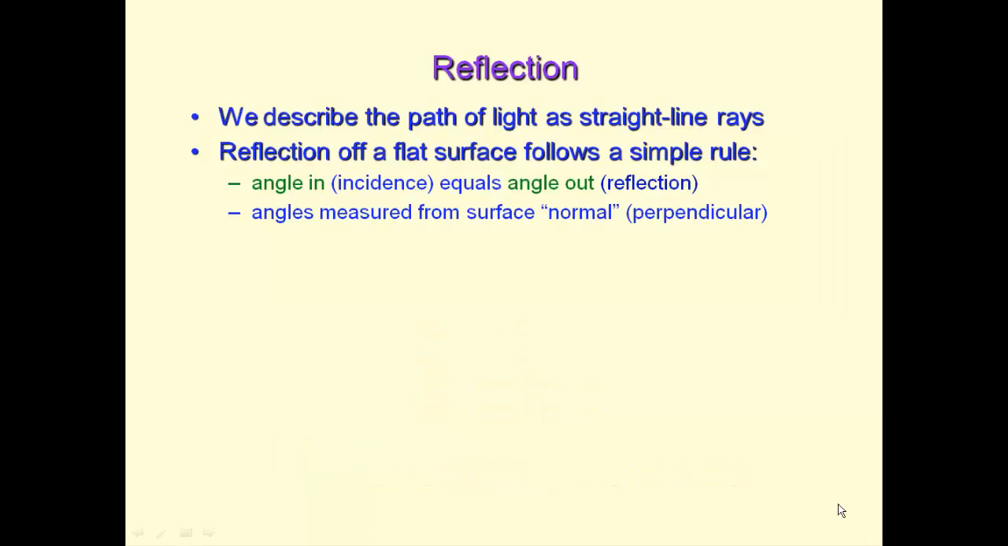Reflection is how we describe the path of light, and it travels in straight lines. And reflection off a flat surface is always going to follow the rule that angle in, which is your incidence, is equal to angle out, which is our reflection. And we always will measure the angles from the surface's normal. Remember, we talked about normal when we used forces, and it's always the perpendicular line.